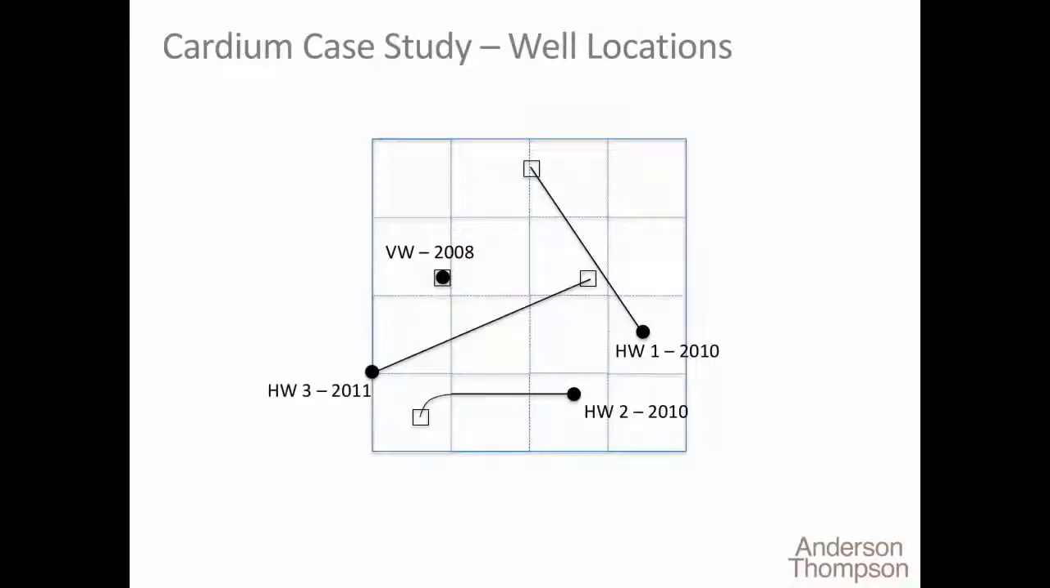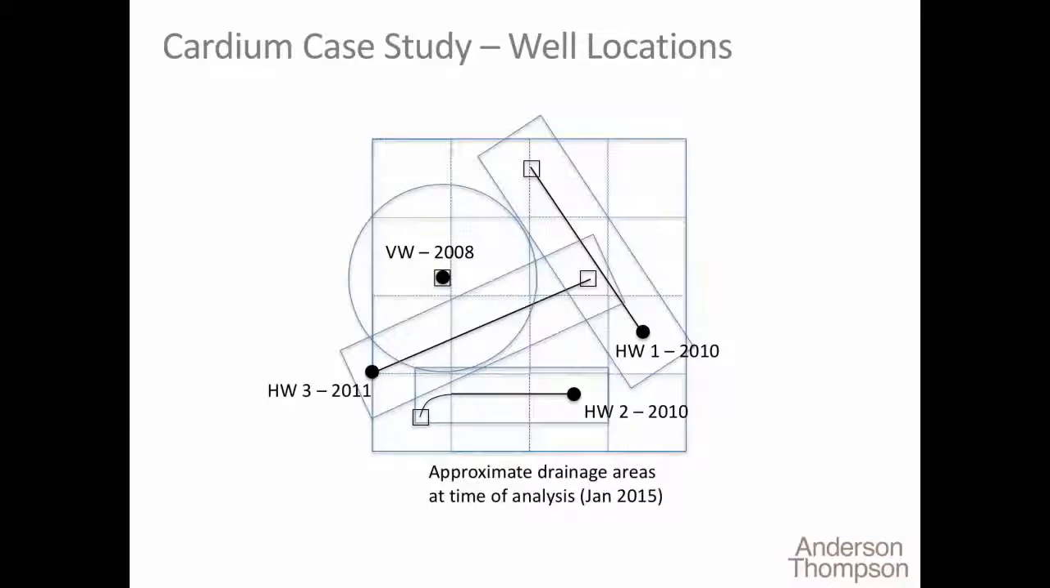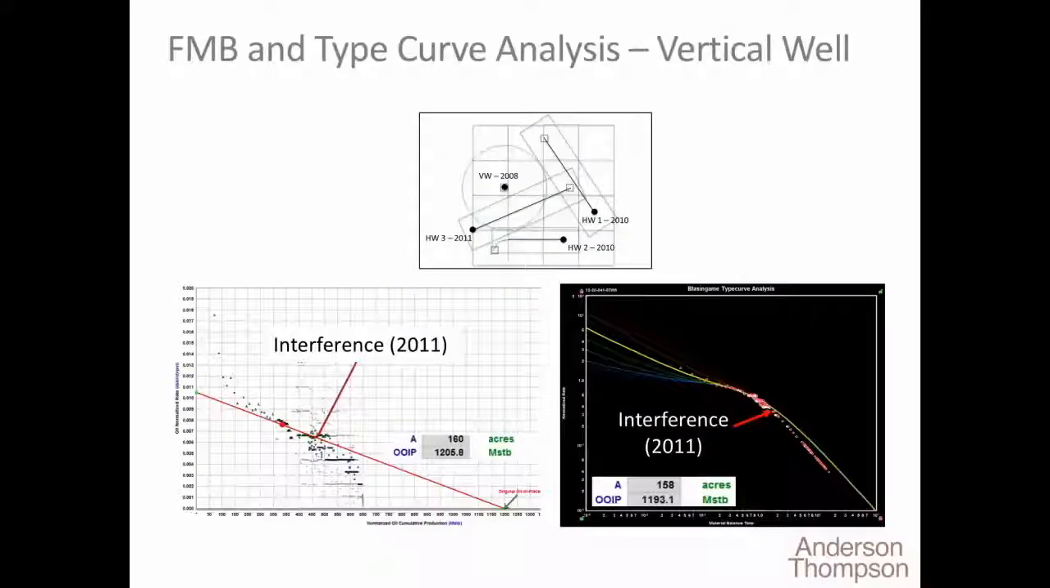At the time of the analysis, for the data that we had, using a very rough, crude approximation of region or radius of investigation, we can see that there's an obvious drainage area overlap with these wells. This can be indicated diagnostically in the analysis plots of rate transient analysis.